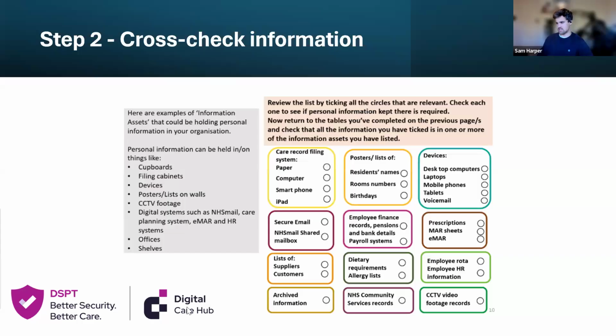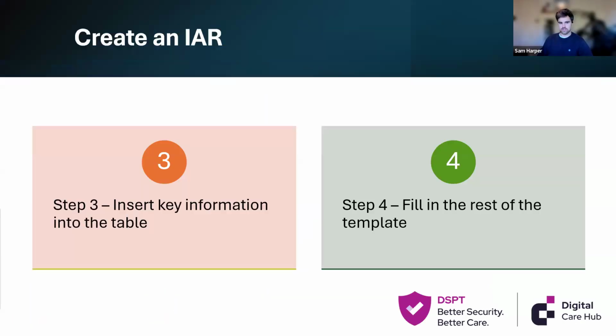And then you can review this. As I say, I've got an example of all the different areas which could contain information assets. We'll get this slide sent out if you need this at the end, but we do have a recording of this too. So once you've identified all the information, you'll then insert it into the table and fill out the rest of the template. So I'll show you exactly what an information asset register looks like.